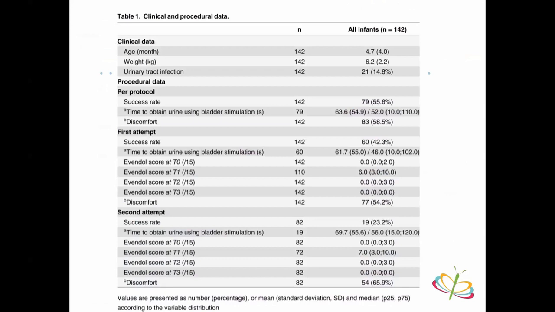So remember, the total discomfort score max would be 15, and 4 would be discomfort. The average was 6. And this was only measured during the actual procedure itself. So before and after, there was no discomfort obtained. Success rate in the second attempt was a little bit decreased to 23.2%.